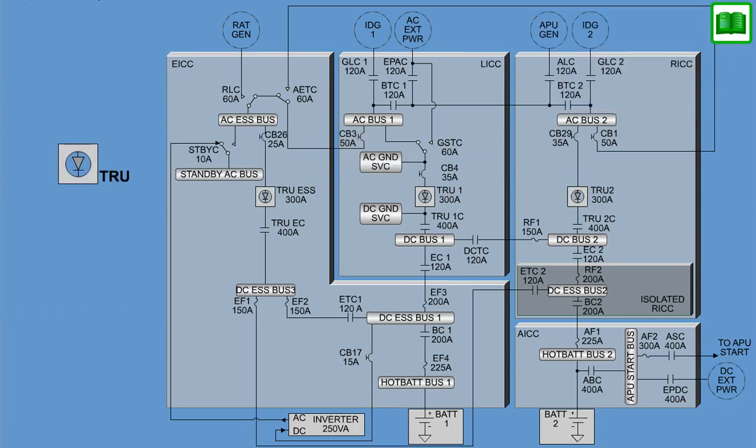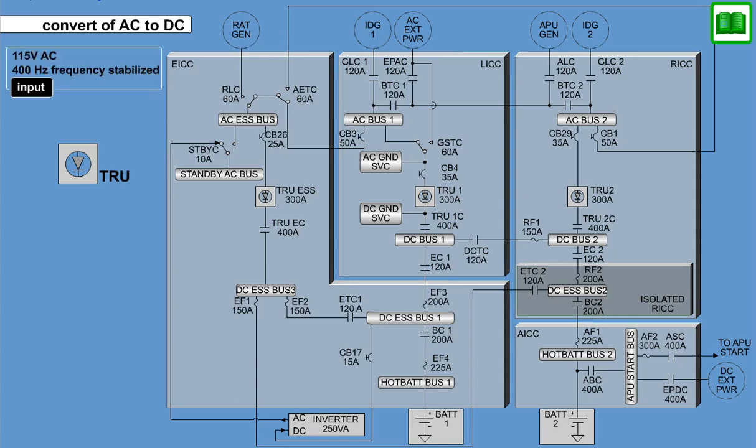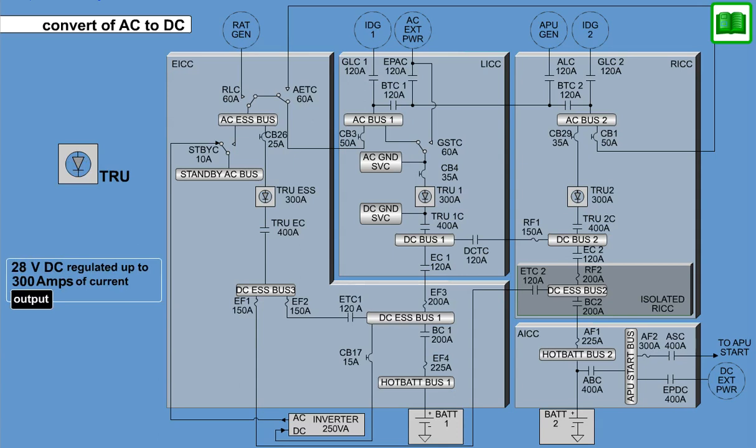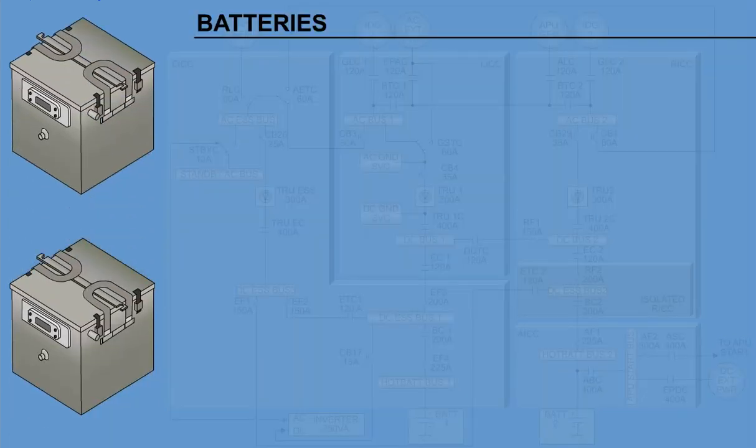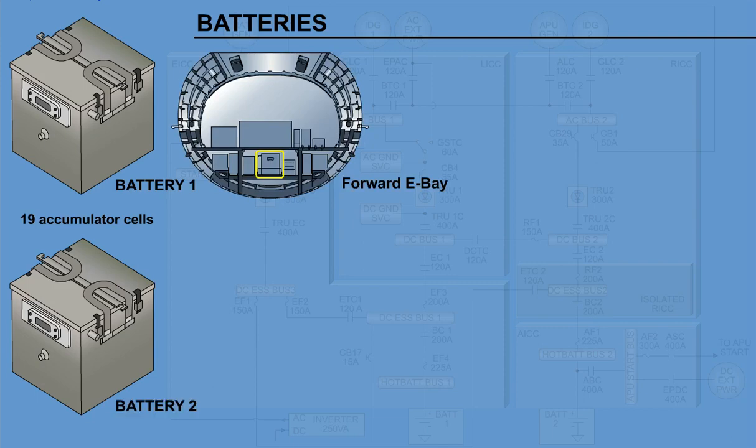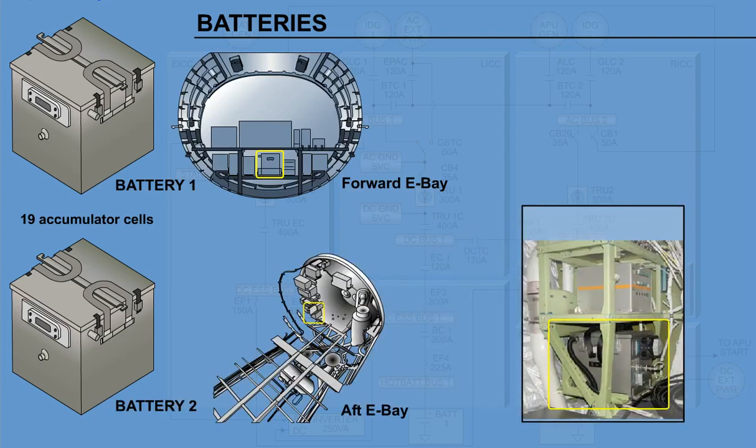DC power is generated by conversion of AC to DC by the TRUs to supply the associated DC bus. The input of each TRU is 115 volt AC, 400 Hz frequency stabilized, and the output is 28 volt DC regulated up to 300 amps of current. Both nickel-cadmium batteries have 19 accumulator cells. Battery 1 is located in the forward E-bay, and battery 2 is located in the aft E-bay.